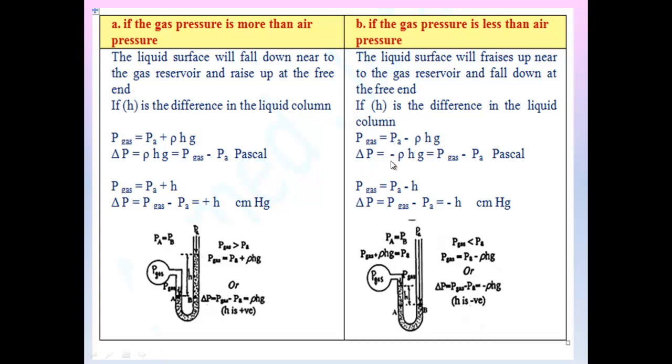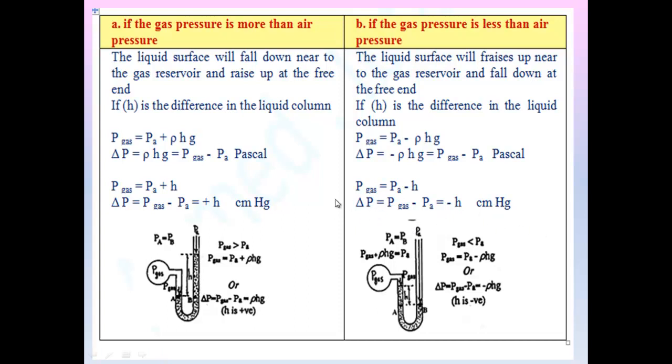The pressure difference will be negative rho gh because the pressure of air is greater than the pressure of the gas, so it is negative. In the case of the mercury manometer only, the pressure of gas is going to be BA minus H, and the measuring unit will be centimeter mercury. If you want to find the delta pressure, it is going to be negative H.